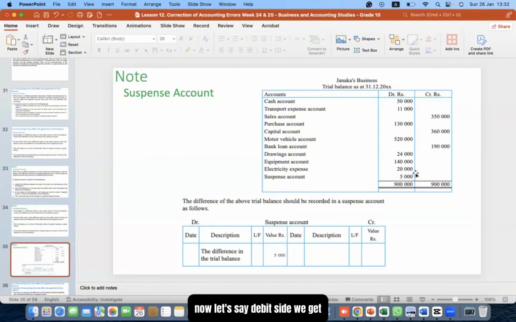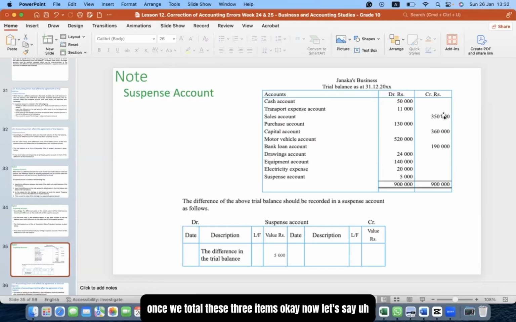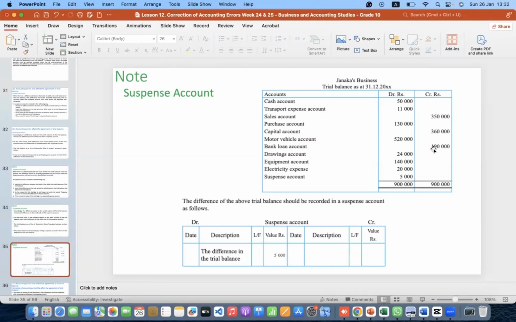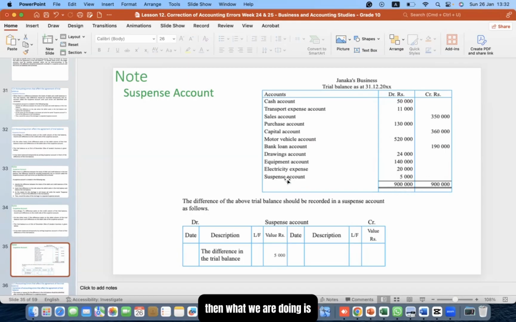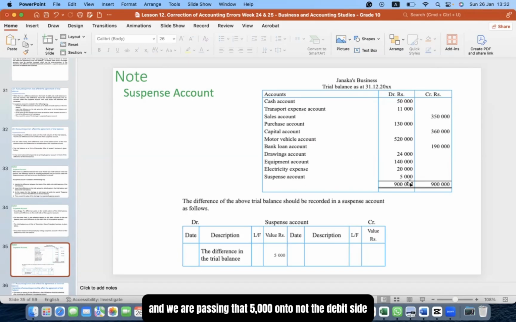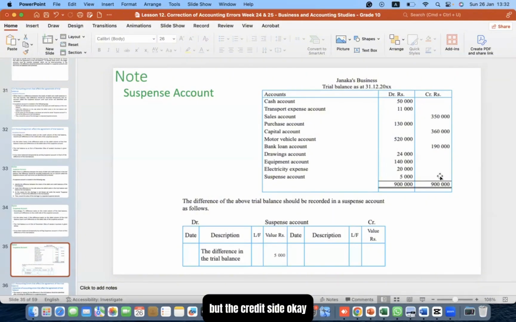Okay. Now let's say in the debit side we got 900,000, and in the credit side, once we total these items, we get a balance of 8,95,000. Then what we are doing is we are creating that suspense account and we are passing that 5,000 on to not the debit side but the credit side.